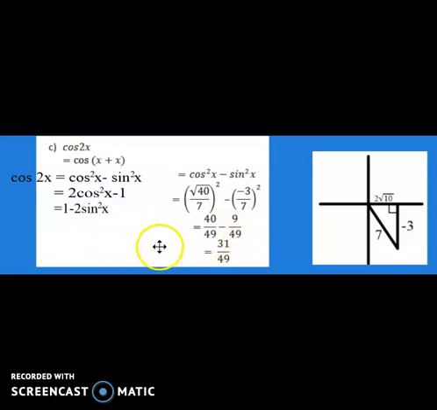Trust you've enjoyed these examples. I know completing the square can be a little bit over the top, but it's a good practice that we had to have that one as well.